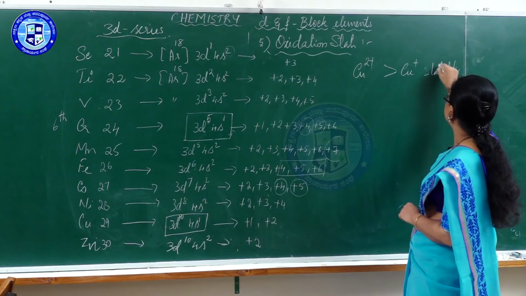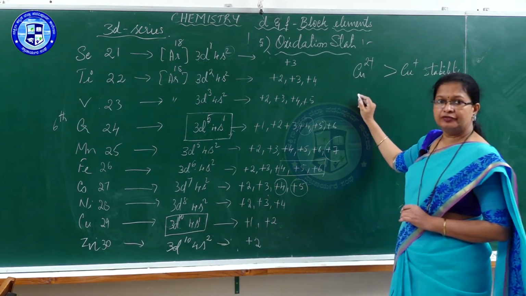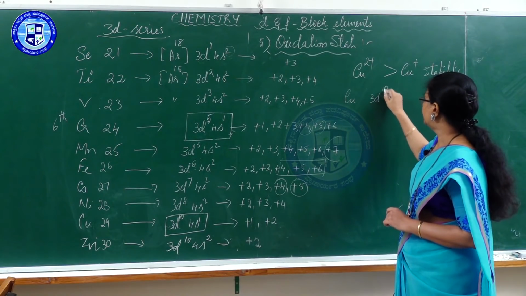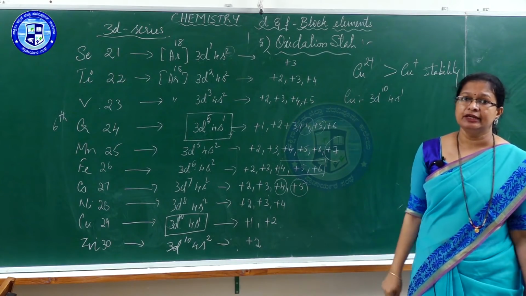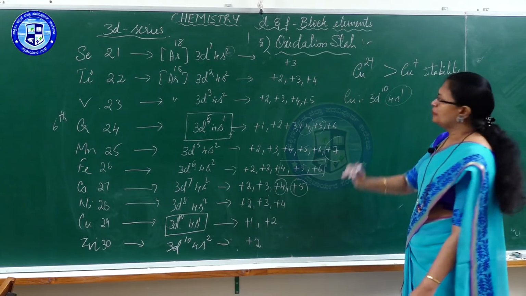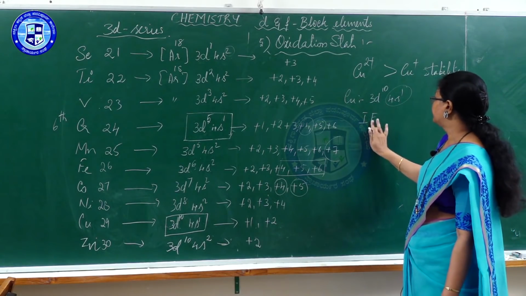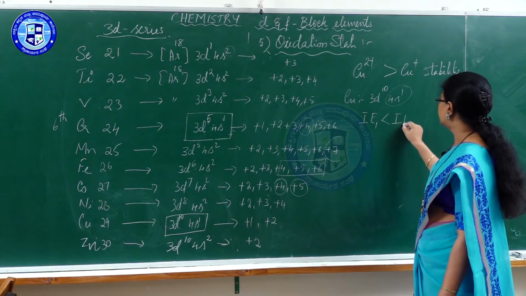What is the reason for this? If you see the ionization potential, the configuration of copper, it is 3d10 4s1 after the argon configuration. Obviously removal of one electron is very easy, right? So ionization potential 1 is very smaller than ionization potential 2.